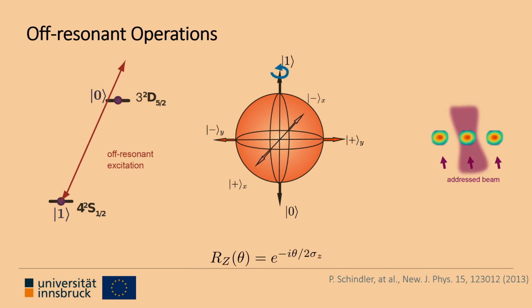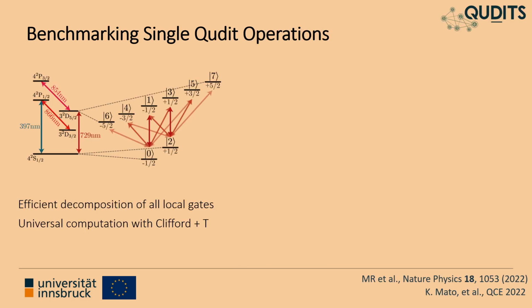You can detune your laser from that transition, which means you don't get population exchange anymore, but you change the energy structure, which means you get a Stark shift. Now, as we've seen already with the other talks, you can benchmark these things.